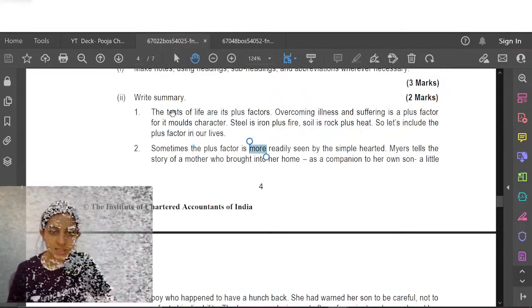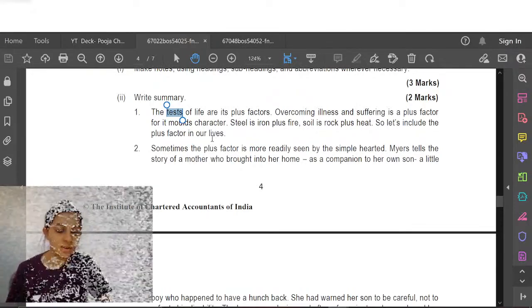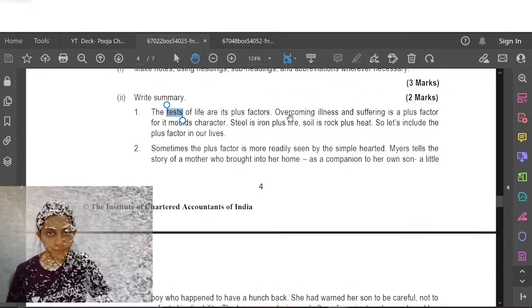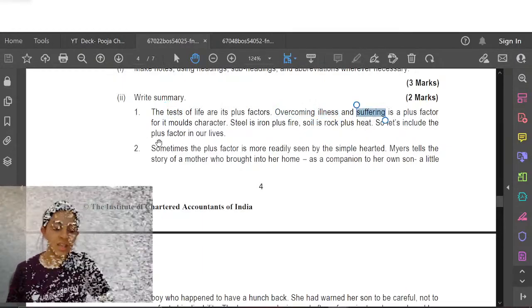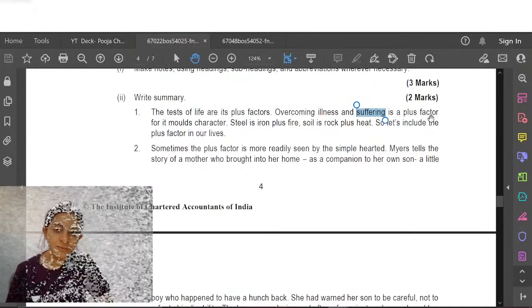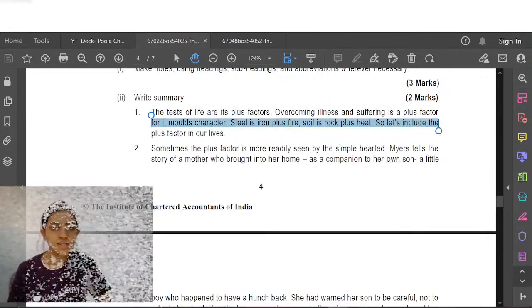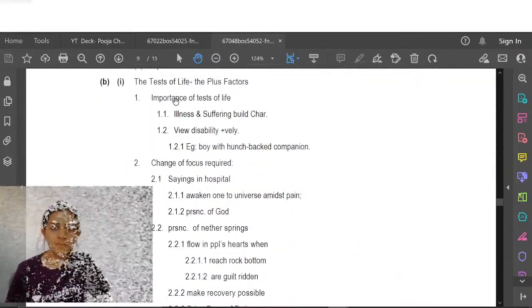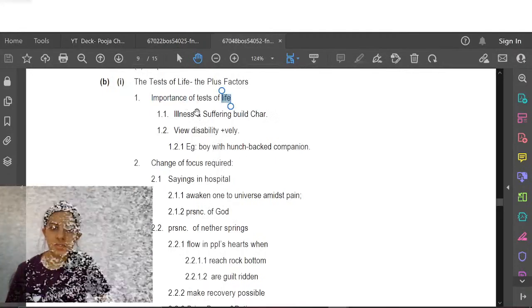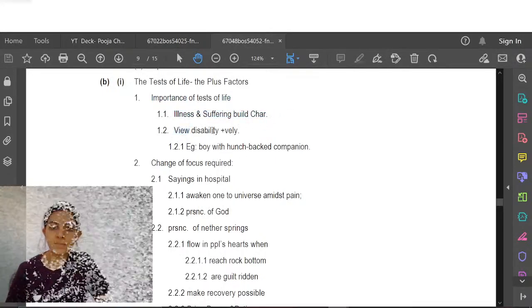Why is this test important? Why are the problems important in our life? They are important because, one, it helps us in overcoming the illness and the suffering. And second, you can view at some disability positively. Okay, let's see if our answer matches. The importance of test of life, illness and suffering, build characteristics, view disability positively.